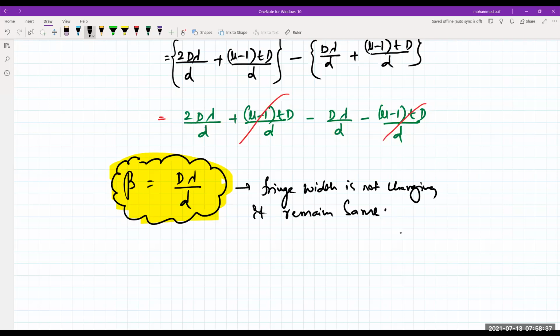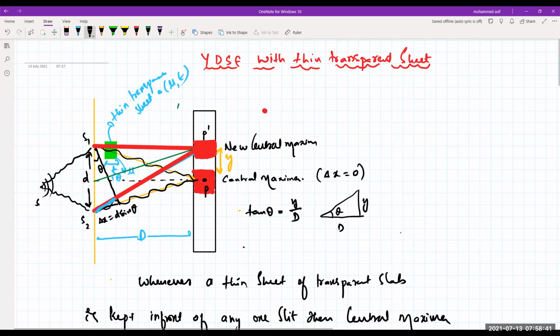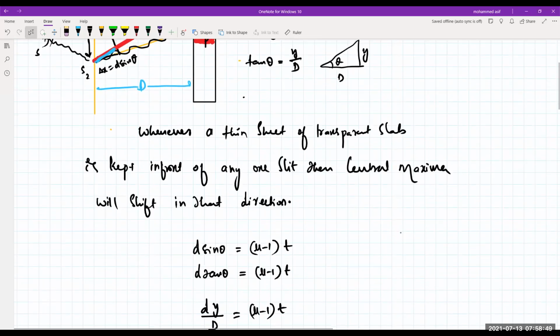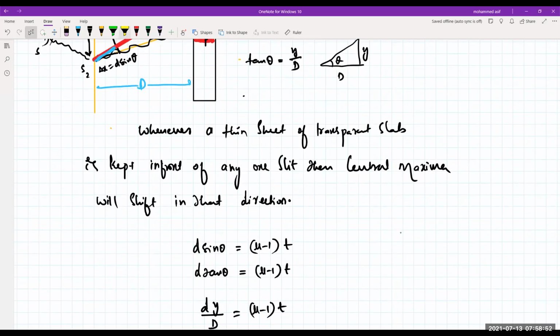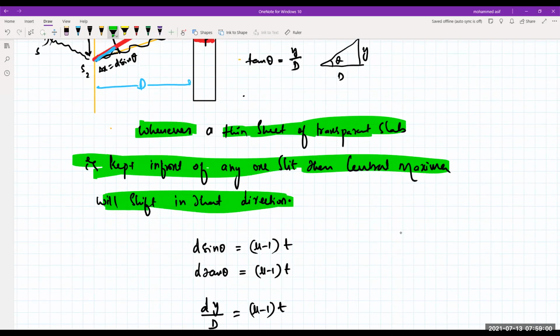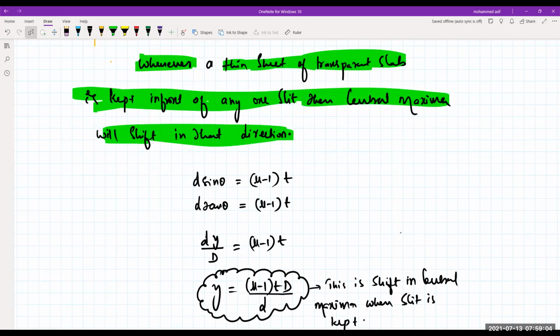Clear for everyone? So these are very important formulas, but you need to remember that whenever some sheet is kept, the central maxima shifts in the direction wherever you are keeping the thin sheet. How much it has been shifted is what we are calculating. Whenever a thin sheet of a transparent slab is kept in front of any one of the slits, the central maxima will shift in that direction. So simplifying this relation, d sin theta must be equal to mu minus 1 into t.